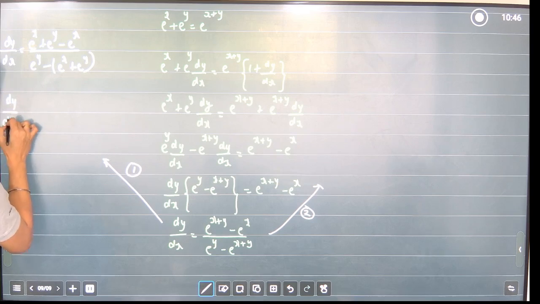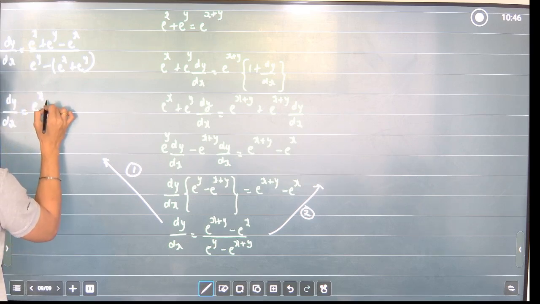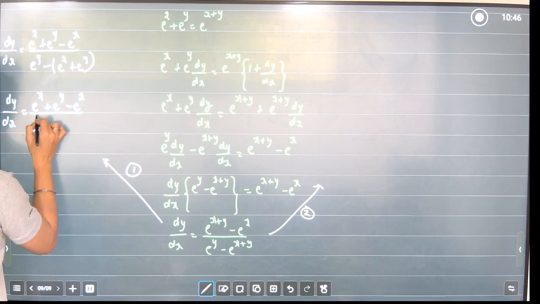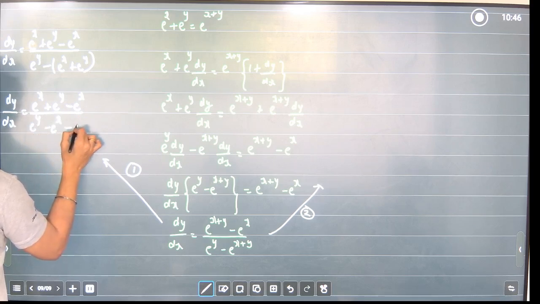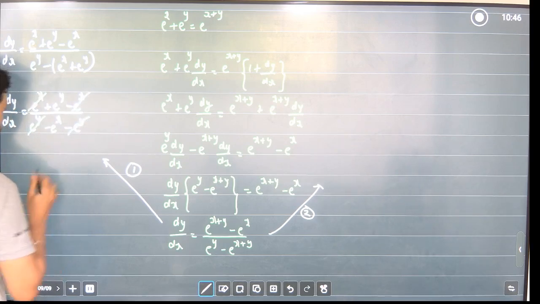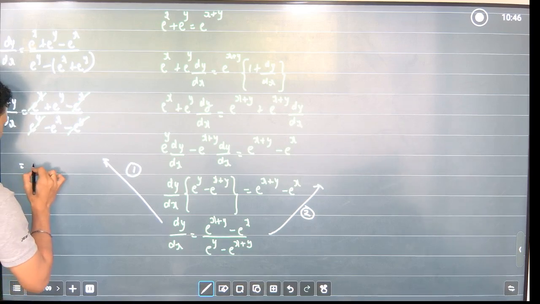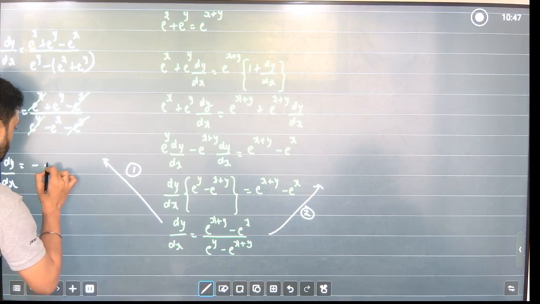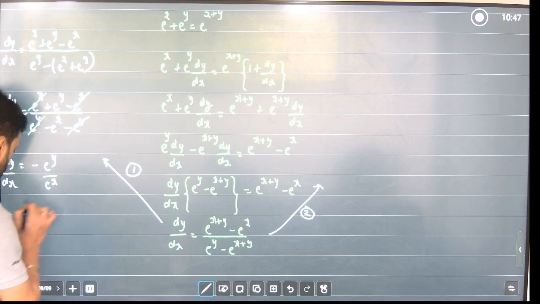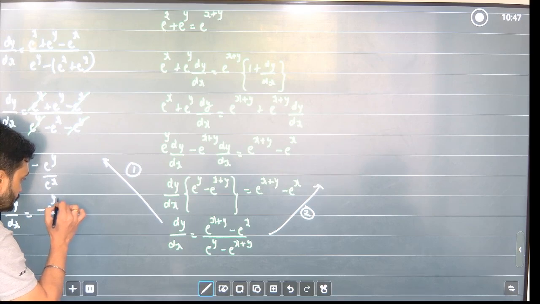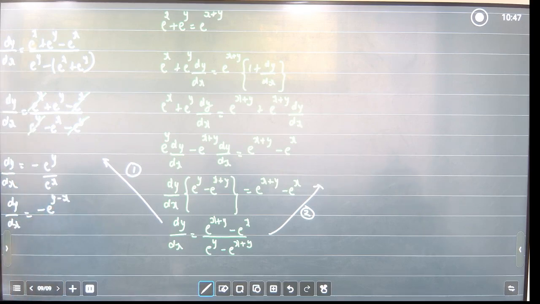Therefore, dy by dx will become e raised to x plus e raised to y minus e raised to x upon e raised to y minus e raised to x minus e raised to y. My e raised to x gets cancelled, my e raised to y gets cancelled. My final answer will become minus of e raised to y upon e raised to x. Therefore, dy by dx will become minus of e raised to y minus x. This is your first sum. Second sum.